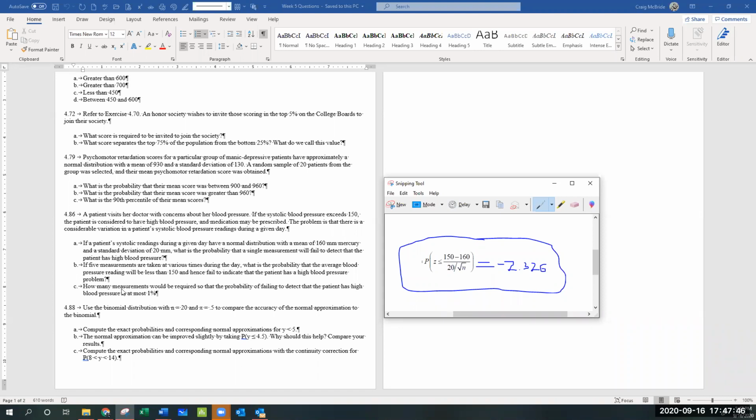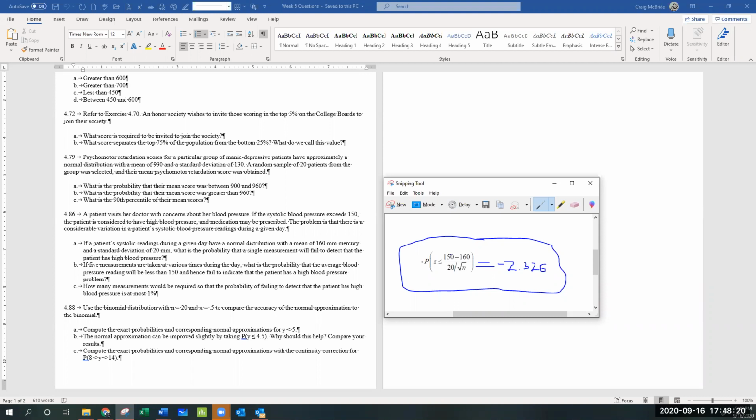So this whole thing about the probability of failing to detect: if you read through these questions, failing to detect high blood pressure would be a reading that's below 150, because it says if the blood pressure exceeds 150, they're considered to have high blood pressure. So if their readings are below 150, you basically think, okay, their blood pressure's fine. So that's why we're looking for a Z-score of below 150.